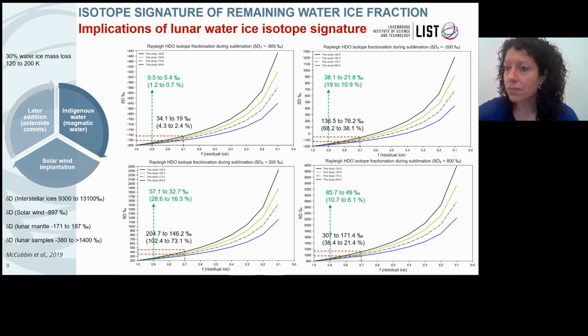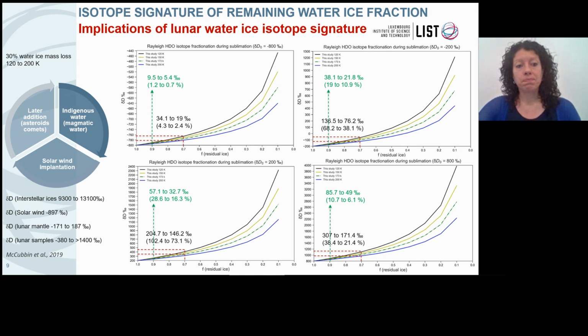Which are the implications for the interpretation of lunar water isotope signature? On one side, the lunar water can be indigenous or a later addition of water from asteroids, comets, or solar wind, and depending on where the water comes from, the isotope signature can vary a lot, from 13,000 per mil to -100 per mil. The isotope signature from lunar samples ranges from -380 to +1,400 per mil. That can be due to different origins or to secondary processes happening there.